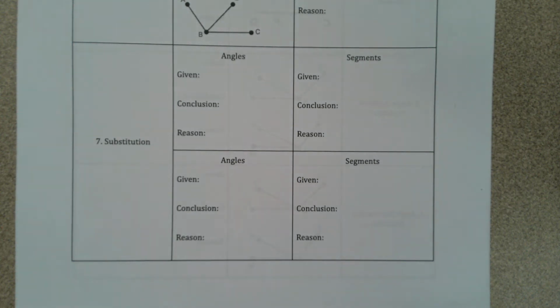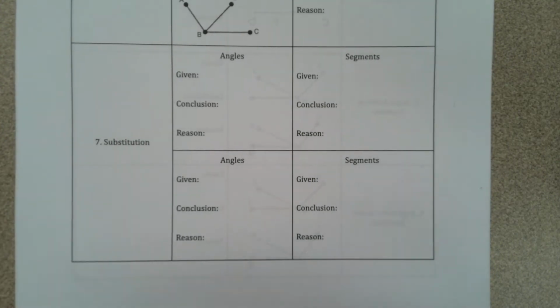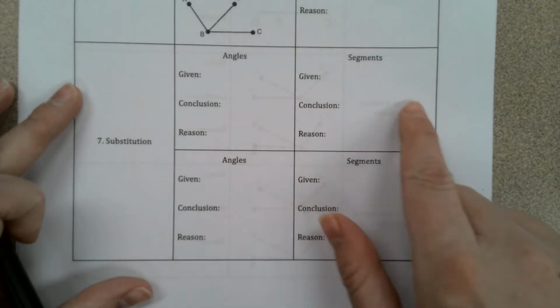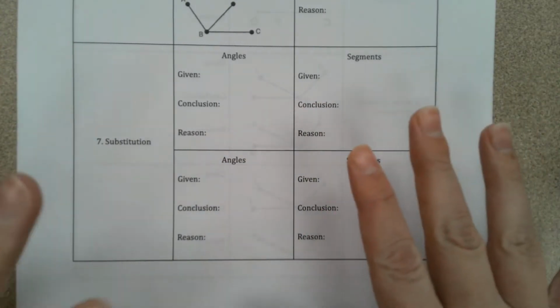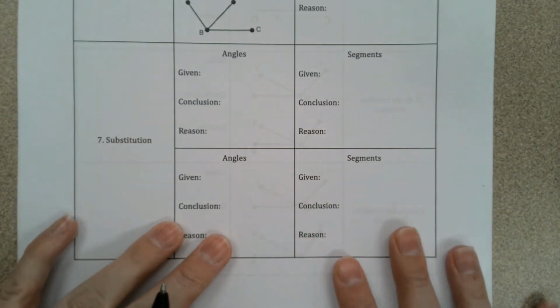Hello everyone. In this video I'll be going over the second half of the GCR Postulates notes, starting with number 7, substitution. So substitution can appear in 4 different ways, 2 different setups, and then we've got it with the angles and with the segments.